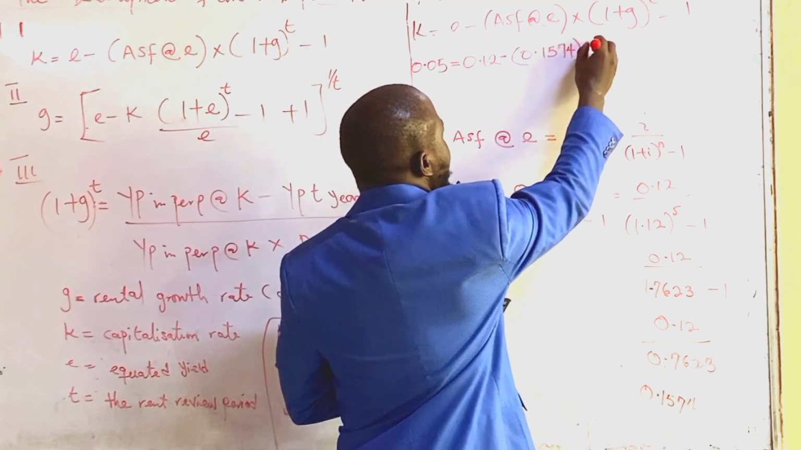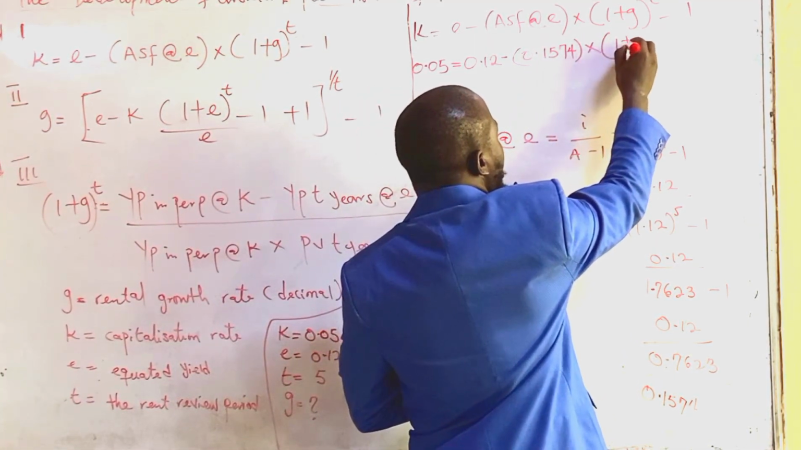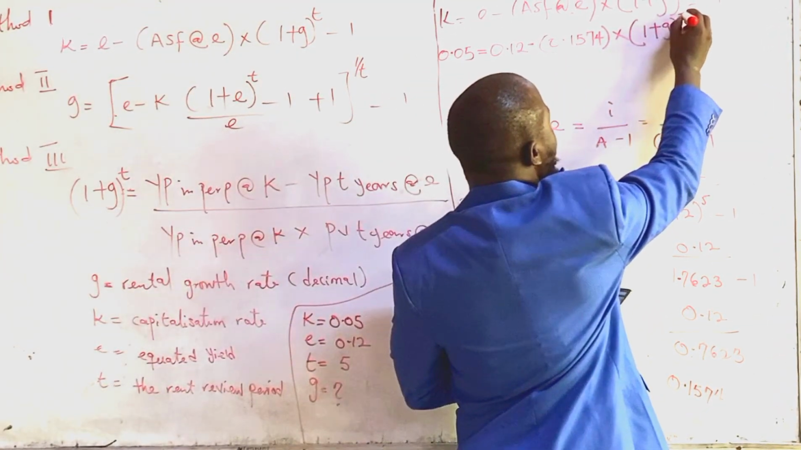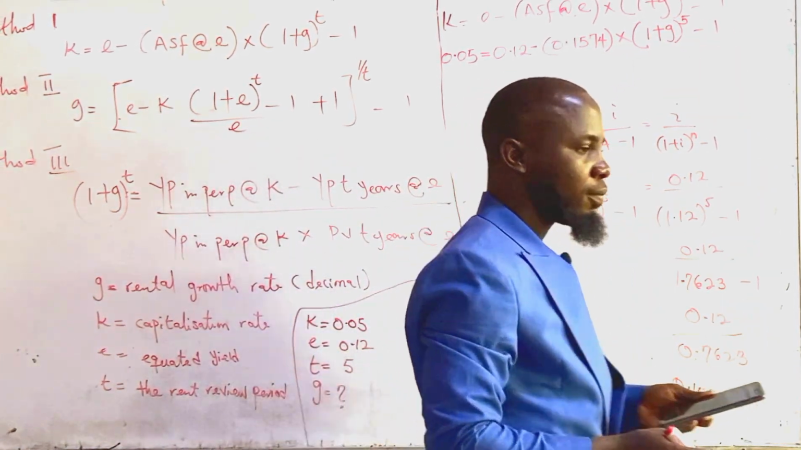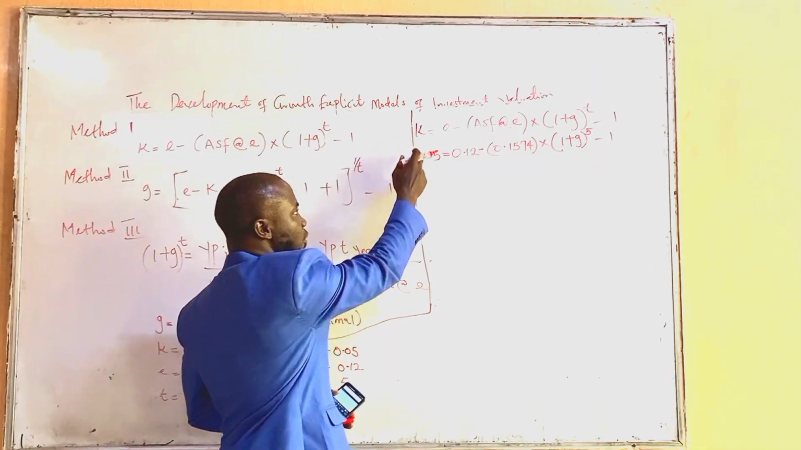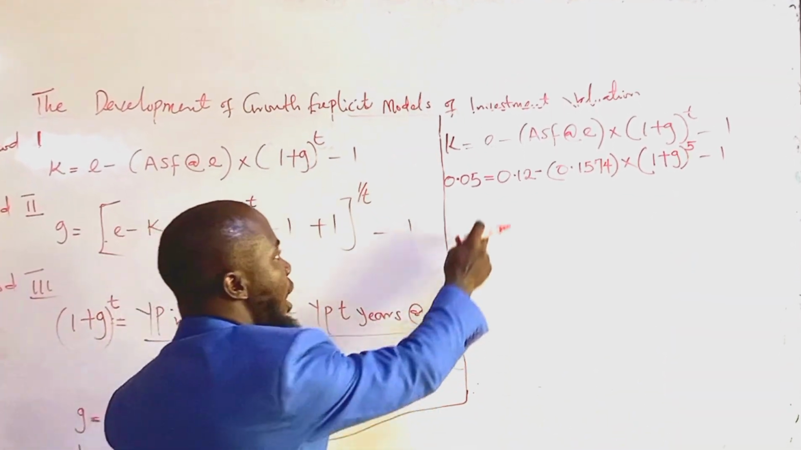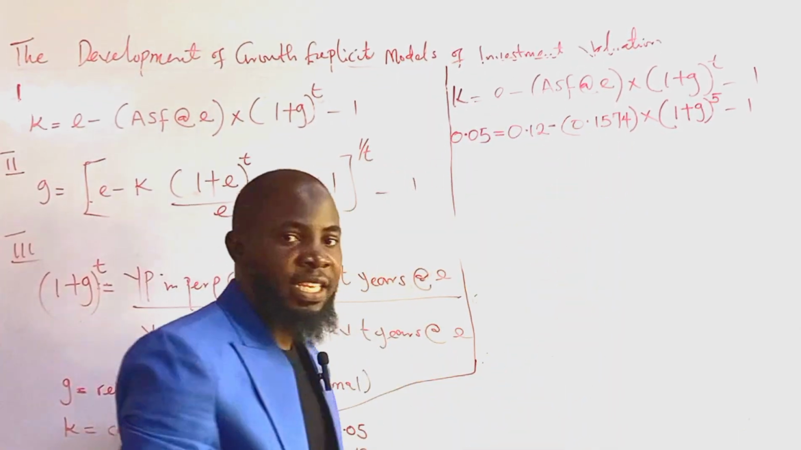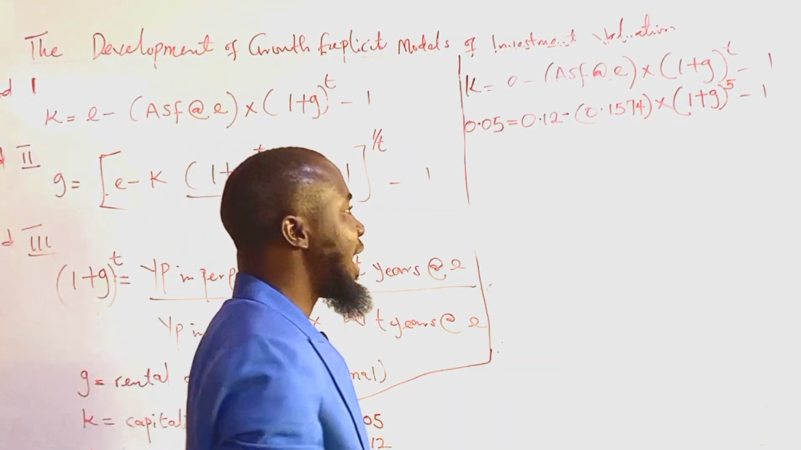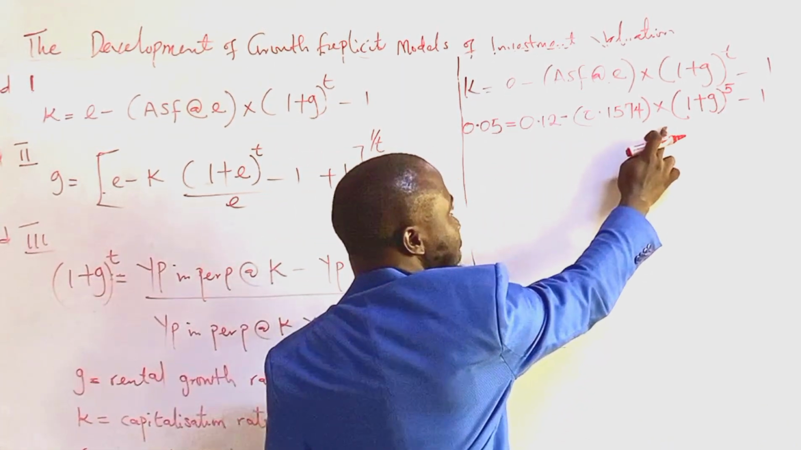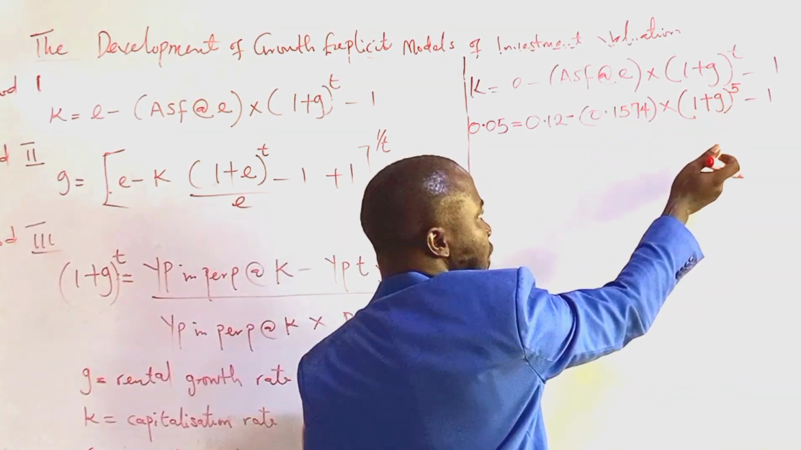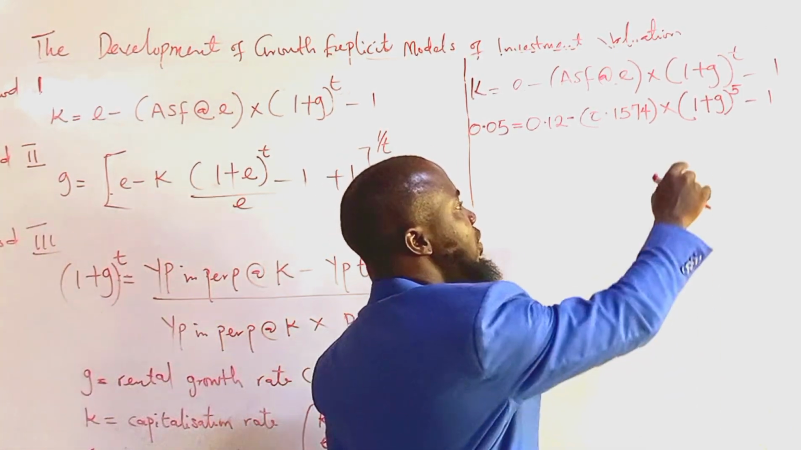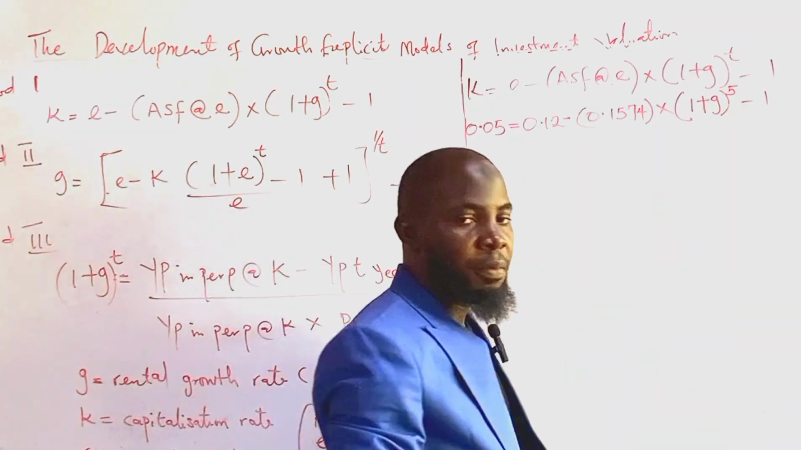0.1574 times 1 plus our G. Our T is 5 raised to power 5 minus 1. Now from what we have here now, we have say K. We know our value for K from the beginning is 0.05. Our E is 0.12. And the annual sinking fund at E, the 0.12. Use it to solve annual sinking fund, I all over A minus 1. If you do apply that, you have the 0.1574 times into bracket 1 plus your G, what you are looking for, close the bracket, raised to power T which is the review period, which is after every 5 years, minus 1.